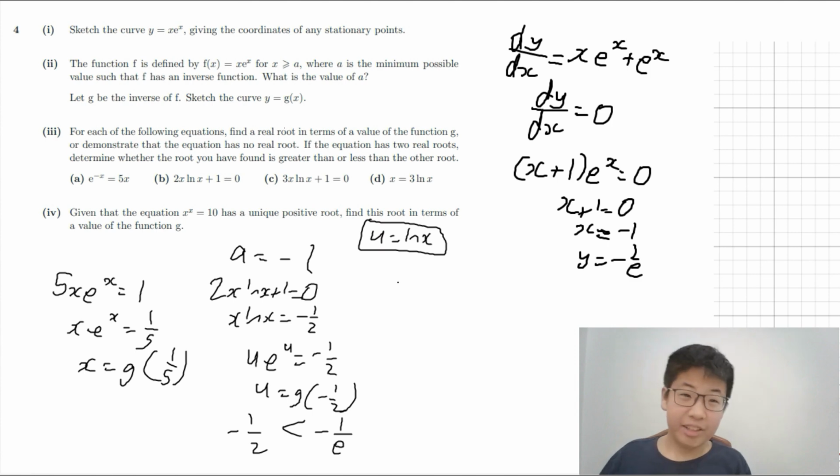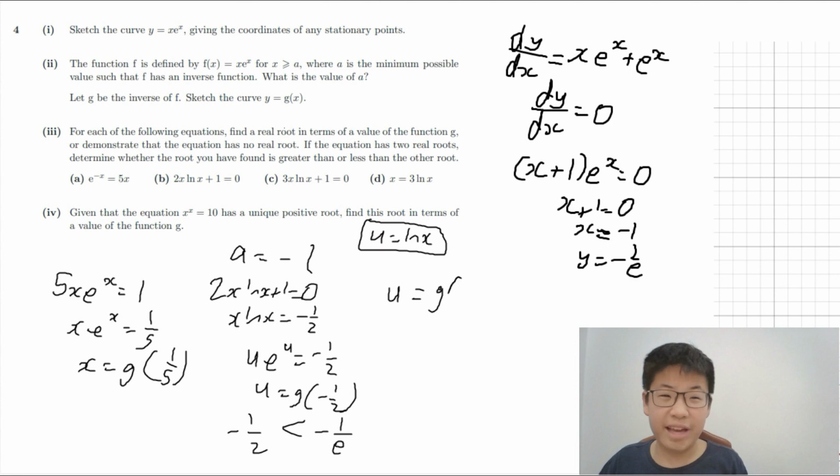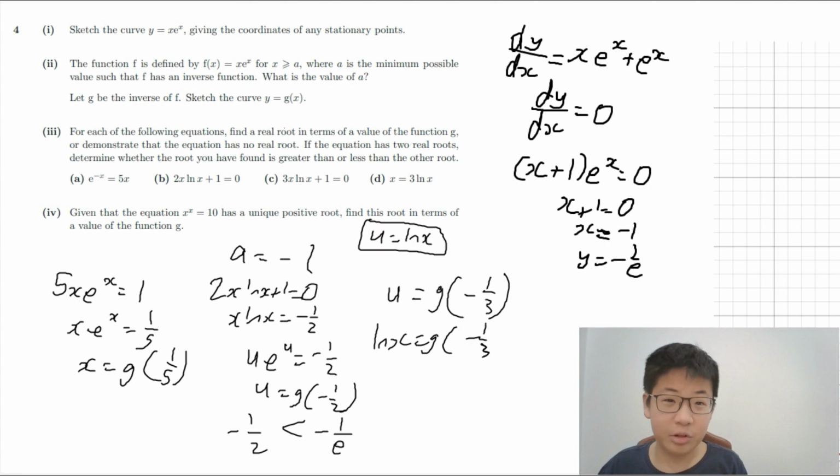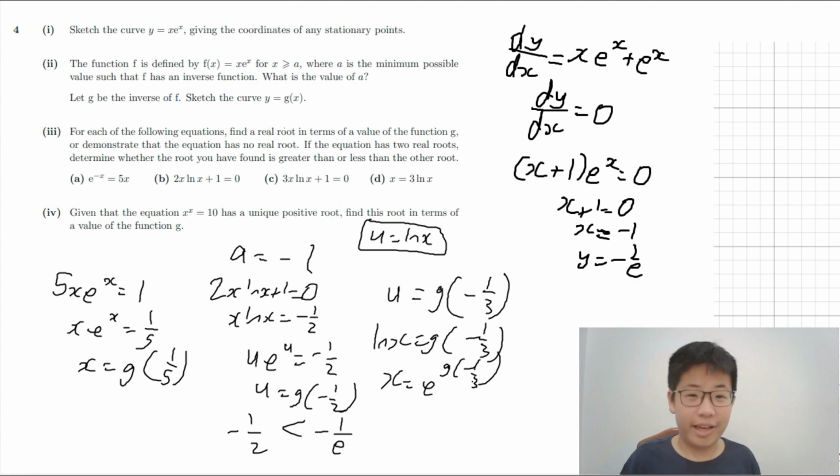Part C: 3x ln x plus 1 equals 0. Basically, we just change the 2 to a 3 and get g of negative 1 over 3 due to the ln substitution. Since ln x equals g of negative 1 over 3, using the substitution, x equals e to the power of g of negative 1/3.